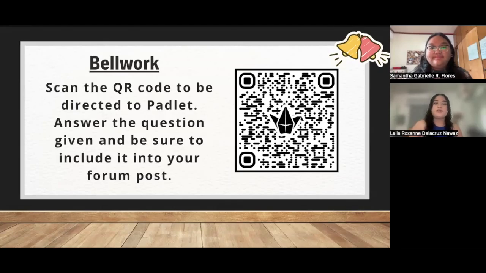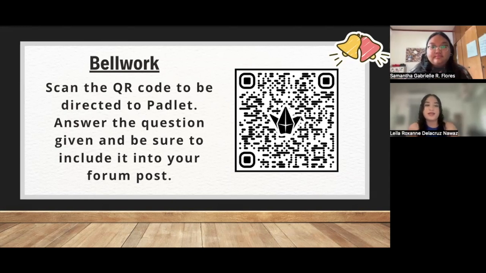Hi everyone, we'll be starting with bell work. So please scan the QR code to the right and you will be directed to Palette. Please answer the question that is given and be sure to include it in your forum post. You may pause the video and complete the bell work, and when you're done, you may continue.